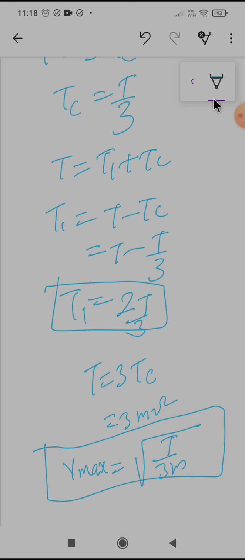The tension on the tight side is 66% of the total tension, and on the slack side is 33%. As you can see, there is 2T by 3, that is two thirds, that is 66%. So this is the tension on the tight side. This is the maximum velocity that is possible, that is the square root of total tension divided by 3m. So this is the total power developed.